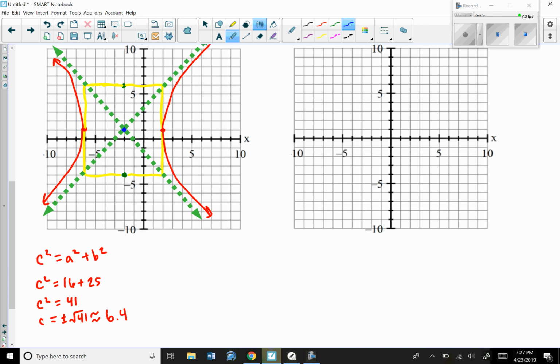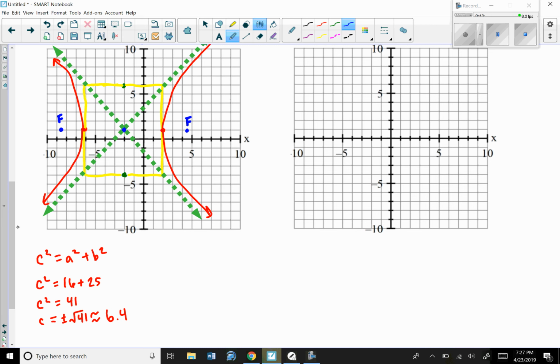So I'm going to go ahead and use blue for this one. So we're going to go from the center 1, 2, 3, 4, 5, 6.4. And from the center left 1, 2, 3, 4, 5, 6.4. And again, your foci should always be on the inside of your hyperbola. And so that gives us that.